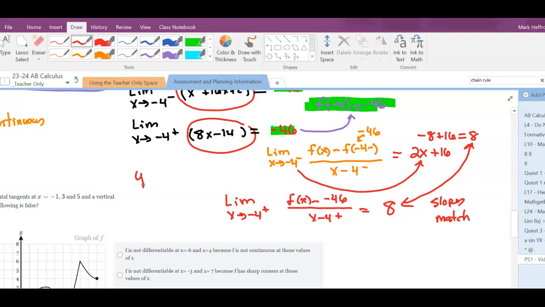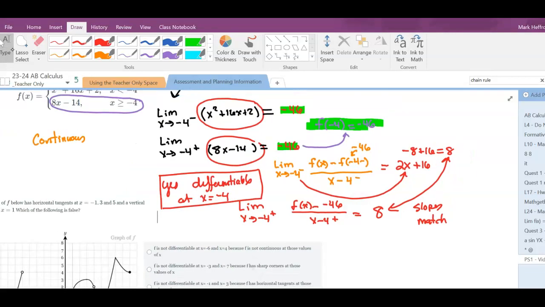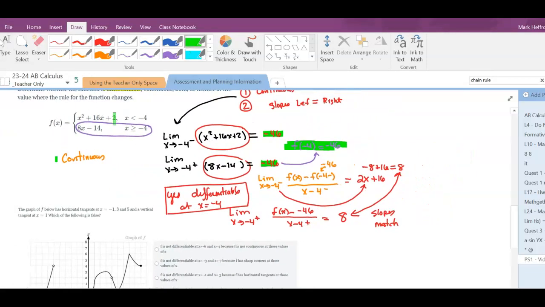So I can say yes, differentiable at x equals -4. But only because I also showed that we were first continuous.